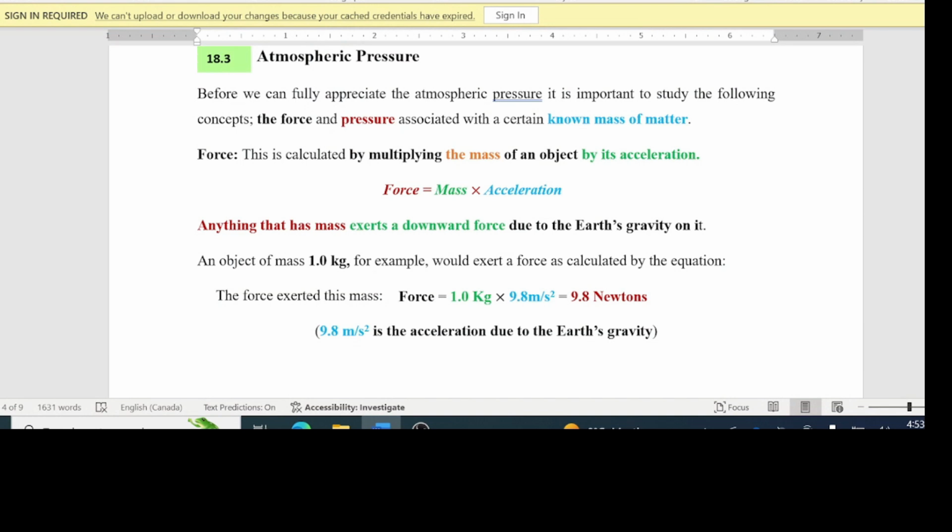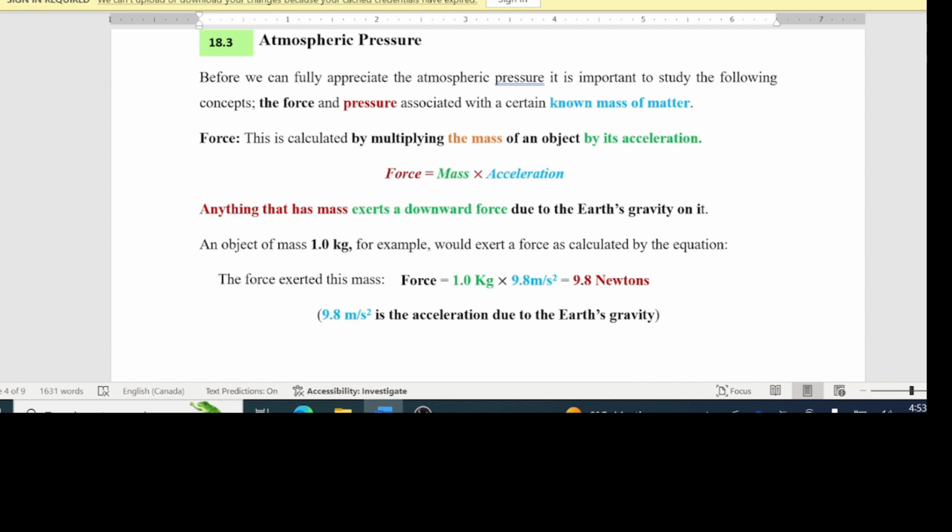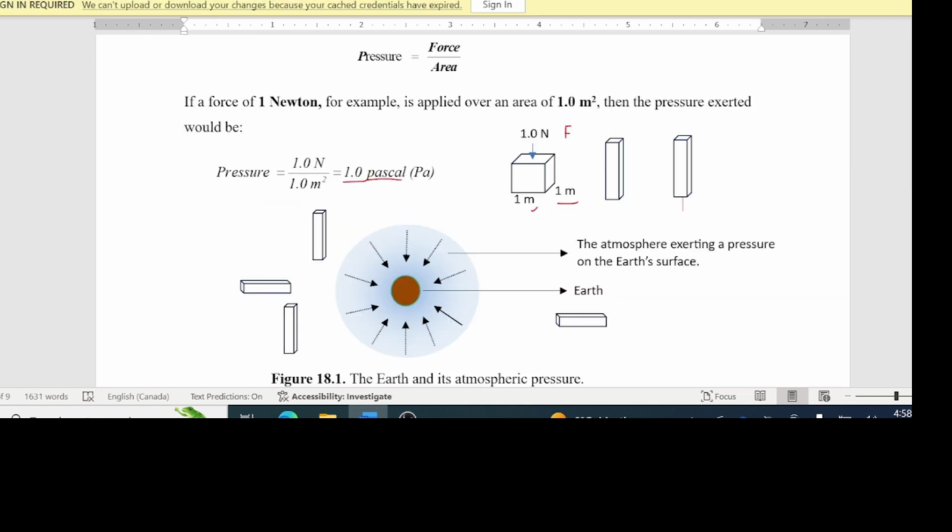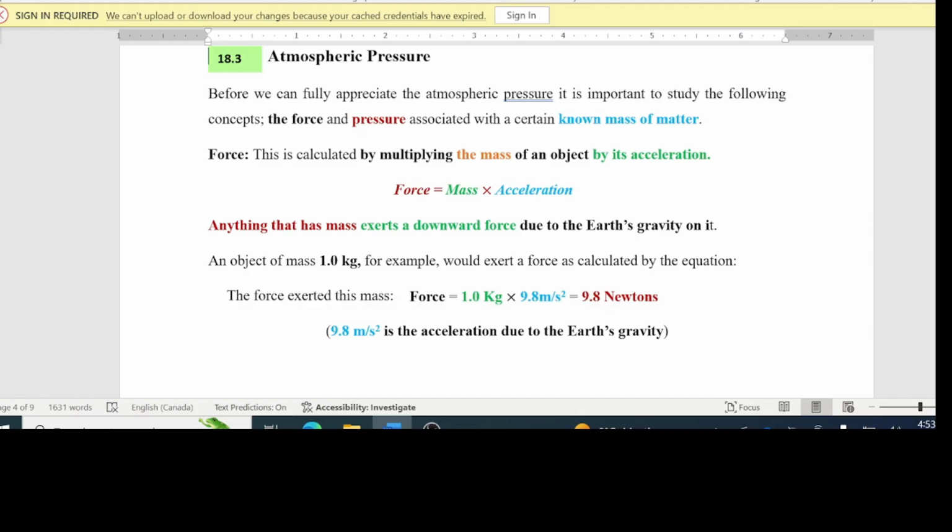We will now be looking at atmospheric pressure. Before we can fully appreciate atmospheric pressure, it is important to study the following concepts: the force and pressure associated with a certain known mass of matter.